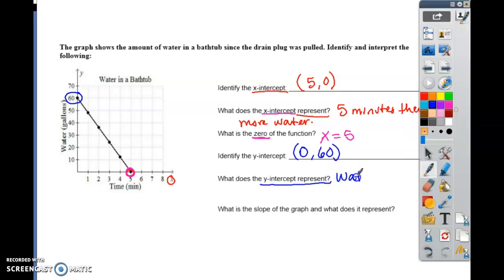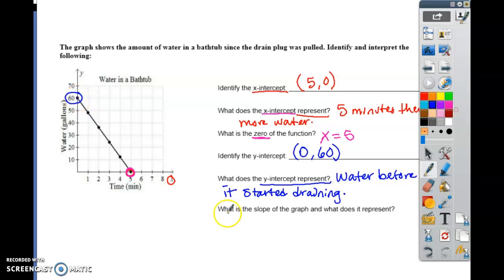Water before it started draining. Okay, this is the amount of water in the tub that they started with, what you started with. So you started with 60 gallons.